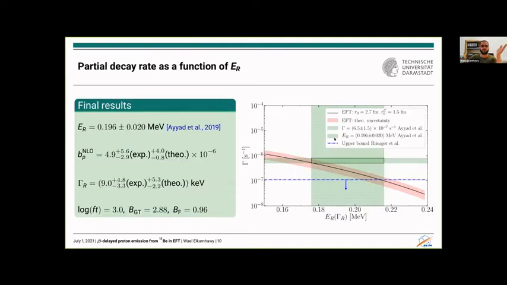So this is basically our result when we vary the resonance position. So if we do not require it to be exactly at 0.196, then you can see here how this partial decay rate varies when we vary the resonance energy while always fulfilling the beta strength sum rule. Did that answer the question?